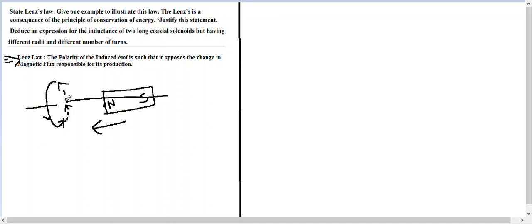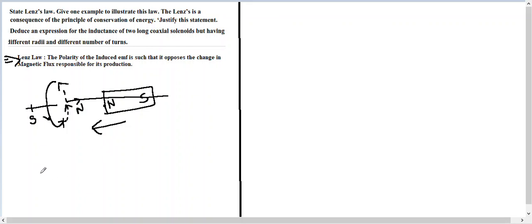The magnetic moment M associated with this induced current has north polarity towards the north pole of the approaching bar magnet. That means this end is going to be the north and this end is going to be the south.